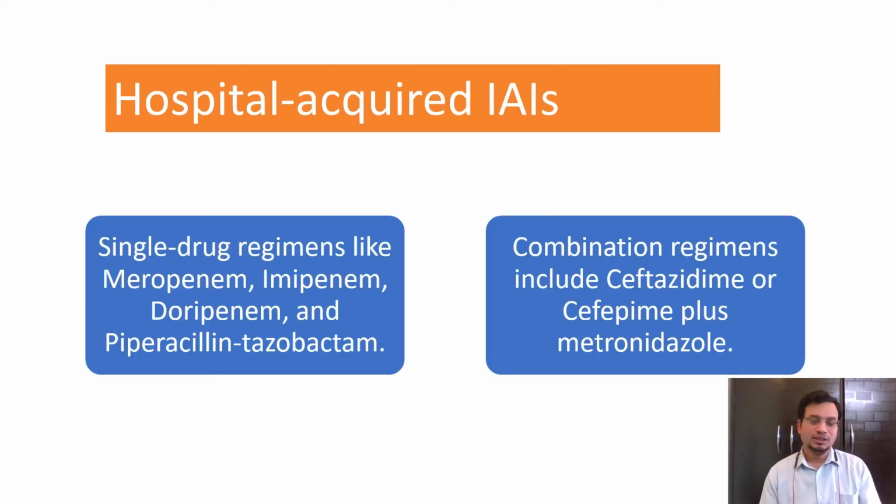In case of hospital acquired intra-abdominal infections, you can give either a single drug regimen like meropenem, imipenem, doripenem, as we were giving in the severe category of community acquired infections, or in case of hospital acquired IAI, you can give a combination regimen as well, like ceftazidime or cefepime plus metronidazole. So this is quite resembling the high risk community acquired intra-abdominal infection, where you would like to give the same kind of regimen.